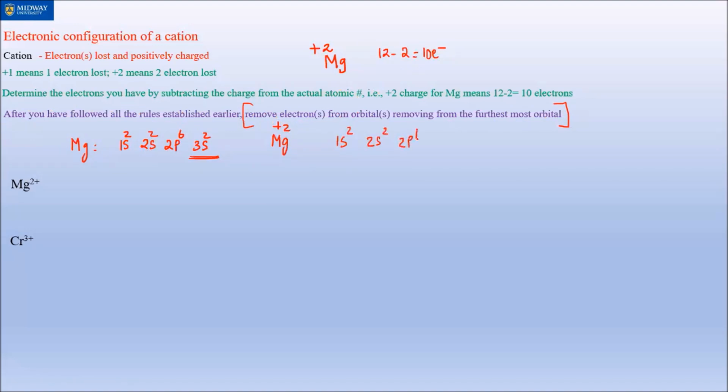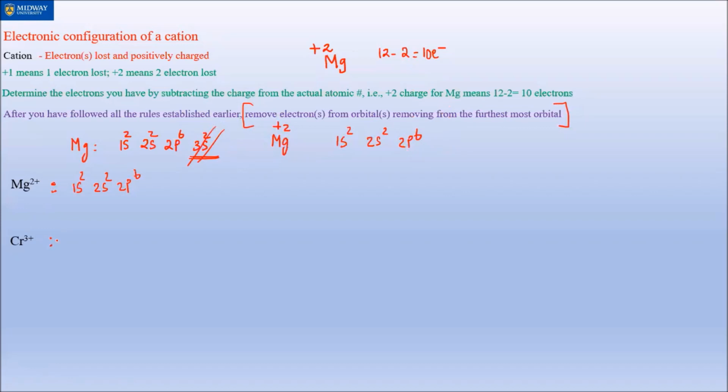We only lose 2. We're only removing these 2 electrons, so we just don't write that orbital. If there are any electrons left, even after you remove, then you write the orbital and write how many are left. But in this case, we have to lose 2, right? So when you lose the 2 on the furthest one, that orbital is now empty, so you cannot write an empty orbital. So that is the electronic configuration of magnesium 2+, which is 1s2, 2s2, and 2p6.